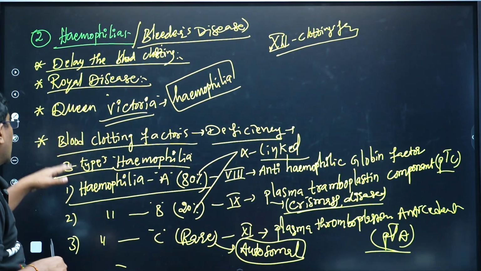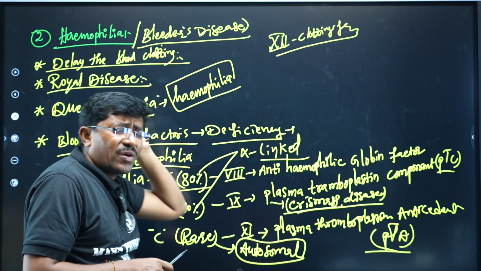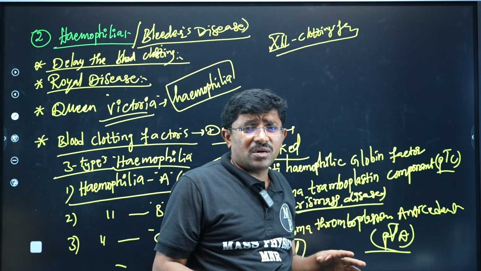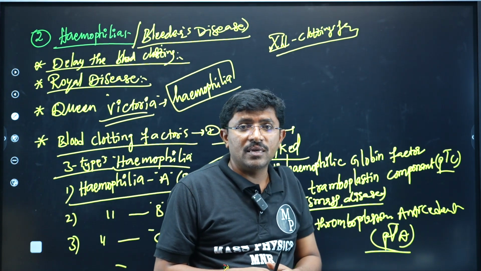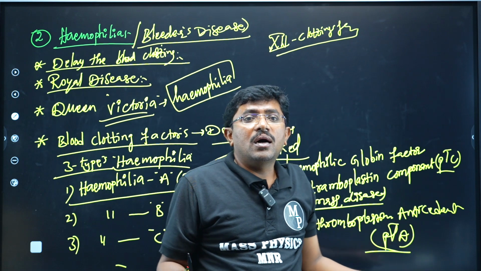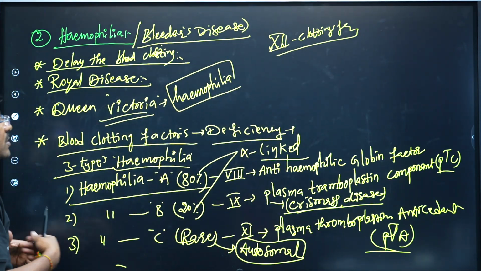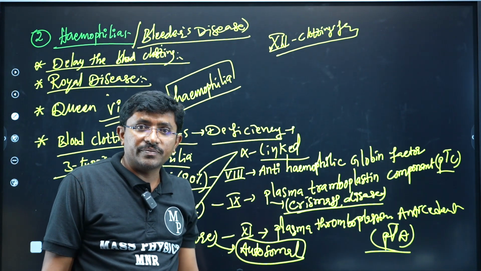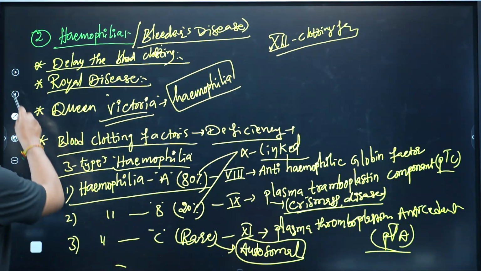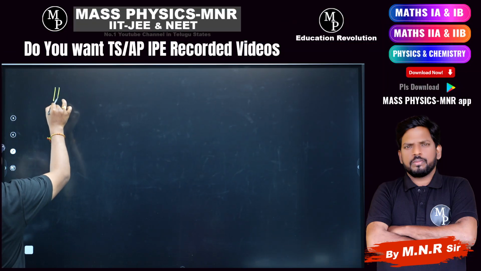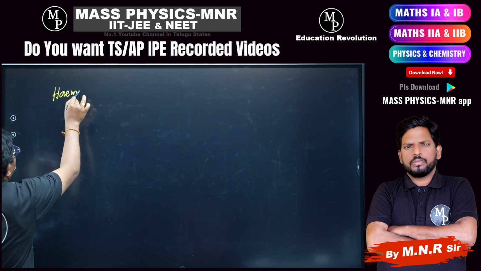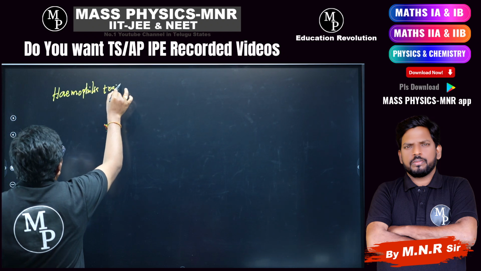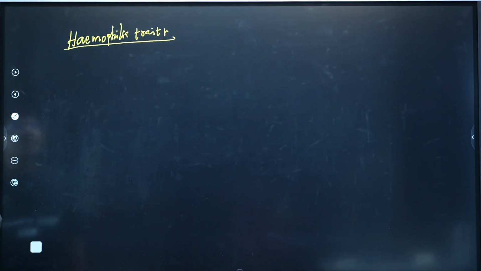So these are the hemophilias. The affecting nature is the same: 1/4 in females and 8% in males. That is applicable to all recessive disorders, meaning X-linked recessive disorders. Understood? Then how can this trait be transferred from parents to offspring? Now we will discuss the hemophilia trait.